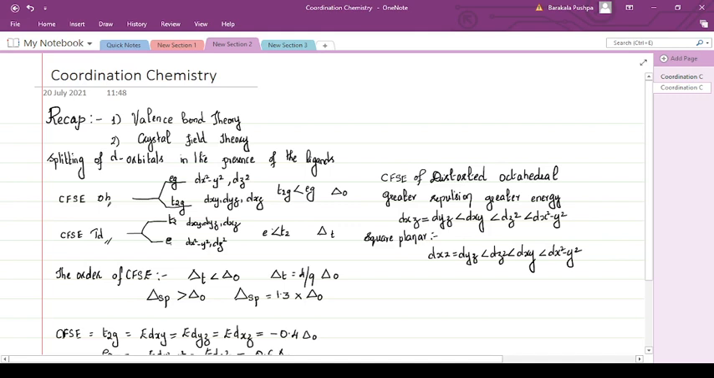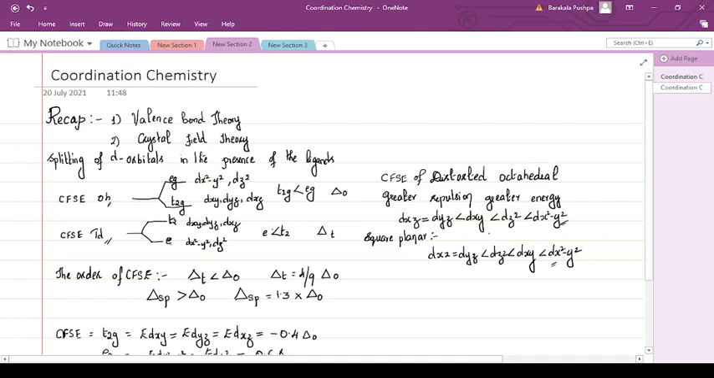We have mentioned the energy order of the CFSE. That means dxz equals dyz is less than dxy is less than dz square is less than dx square minus y square. That means dx square minus y square is the orbital which has the highest amount of energy in the case of distorted octahedral. In the case of square planar also, dx square minus y square only has the highest amount of energy.